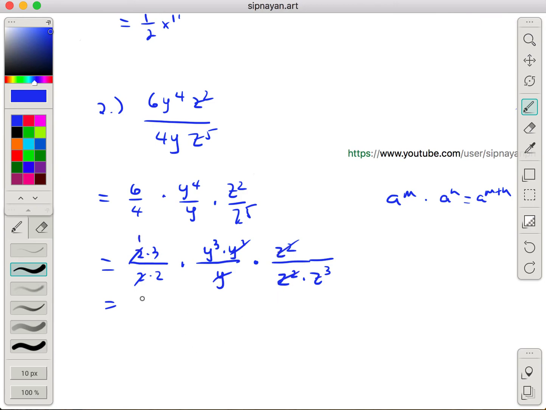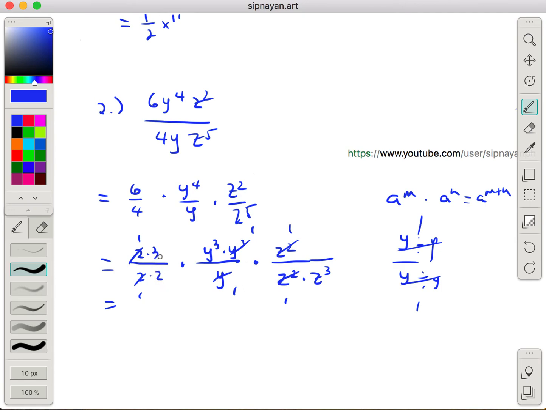Pag nag-cancel, huwag nyo kalimutan ilagay yung 1. Because you are dividing both the numerator and the denominator by the same number or variable. So, for example, yung y over y. We divide this by y. We also divide this by y. Kaya pag nag-cancel tayo, magiging 1 yan. Yun ang nangyayari actually dito.